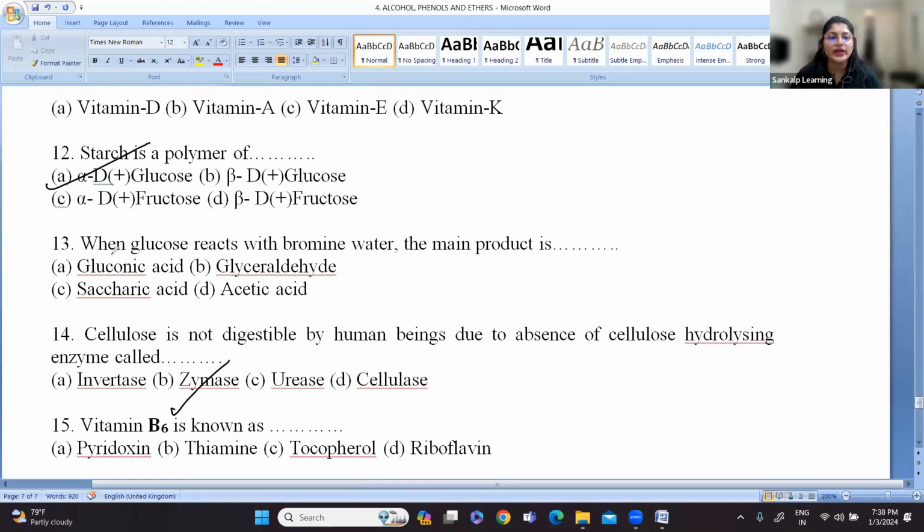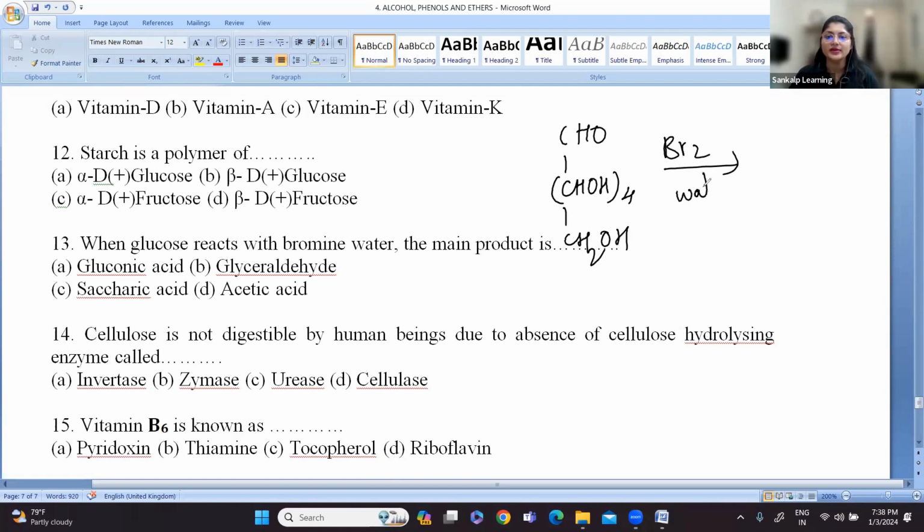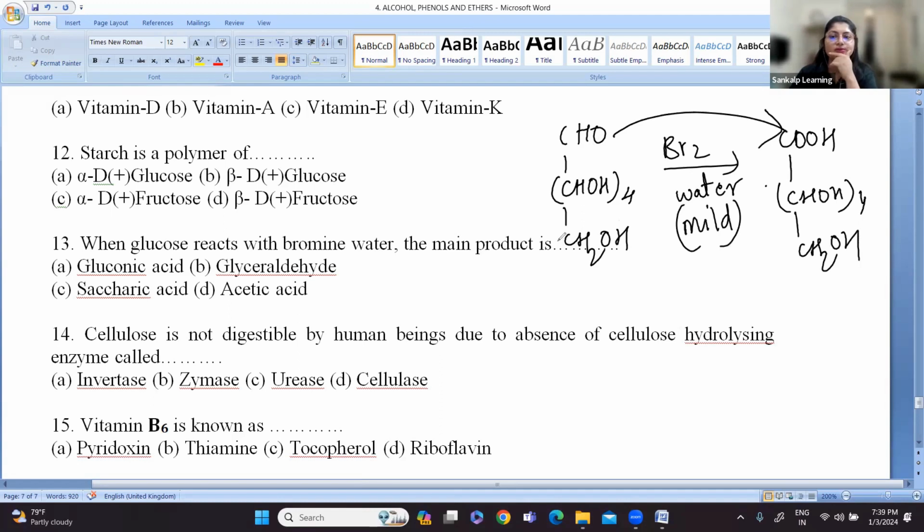Next, when glucose reacts with bromine water, what is the main product formed? We have seen earlier that bromine water is an oxidizing agent, but a mild one. So if you treat glucose with bromine water, you get gluconic acid, only with COOH. The aldehyde part will be converted into the acid part. So bromine water, being a mild oxidizing agent, converts only the aldehyde to COOH.